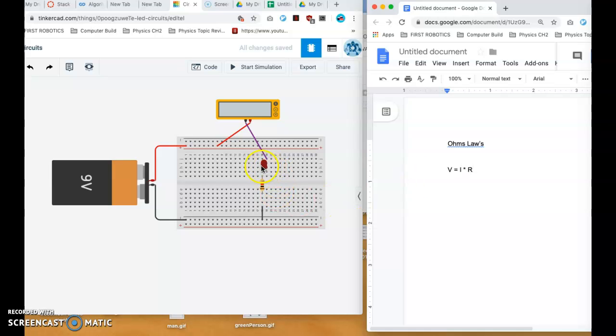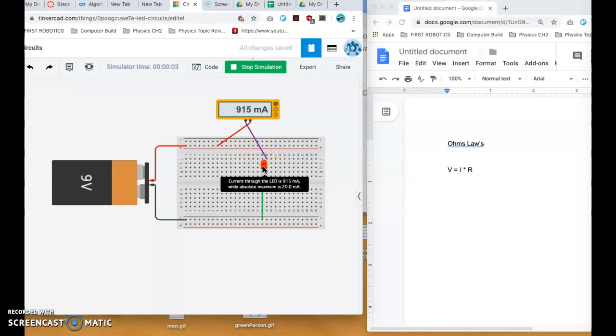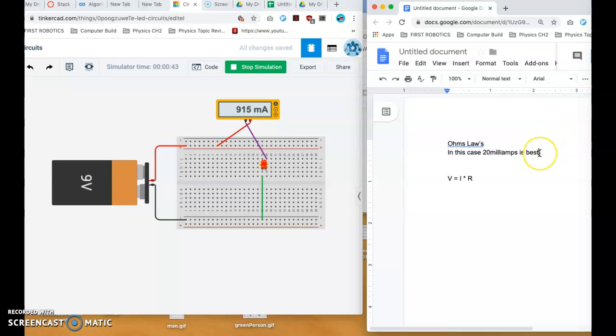So for an appliance that's working well, if we took out this resistor and ran it, the program actually tells us what we want. What we really want is to find a resistance for the current voltage that gives us as close as we can to 20 milliamps. You can see it right there. So 20 milliamps is best, and that's what's going on.